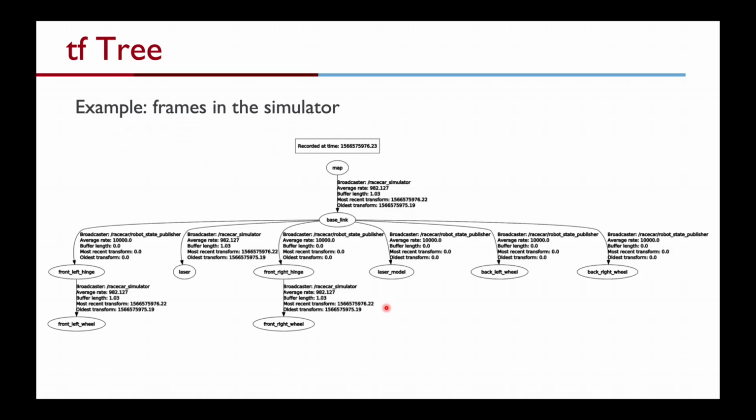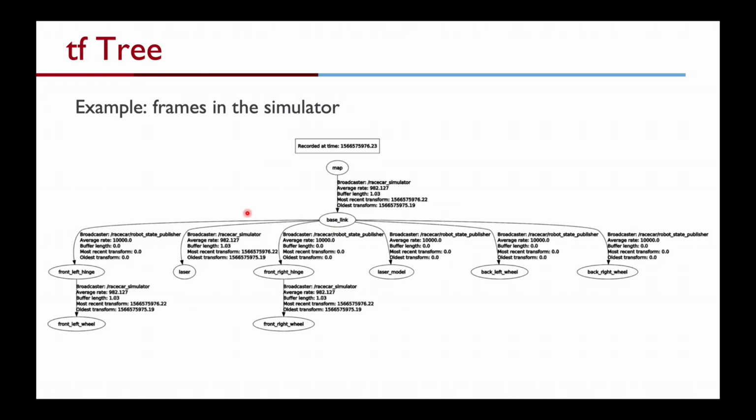So here's an example of what this tree might look like for the F110 simulated car. Note that it doesn't have the odom frame, because the odom frame just keeps track of the initial pose of the car. What we are really interested in is the transformation between the base link and the map, or where the car is present in the map. You can see that this transformation is getting broadcasted by the simulator at a rate of about 1000 hertz, so 1000 times per second.